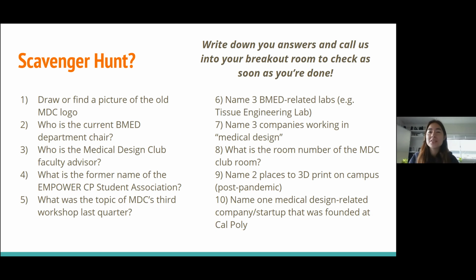Yeah. So what we're going to do is put everyone in 4 breakout rooms, and with your breakout room, you're going to try to answer these 10 questions. A lot of them are online, and if they're not online, they're hopefully pretty easy to figure out. Basically just try to write down your answers and then call us into your breakout room when you have the answers finished. We'll check your answers and then we'll see who gets there first. So yeah. I'm going to open the rooms right now and we'll get started.